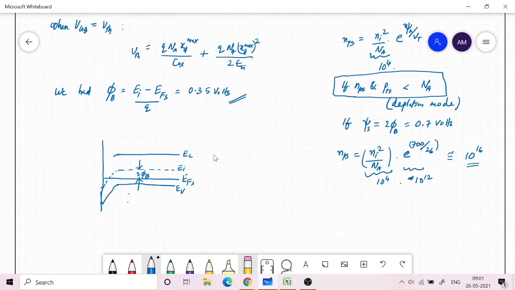Okay. So this also will bend like that. So this is what is going to happen. And now if you look, this is the Fermi level, and our intrinsic level is below. So the Fermi level is above the intrinsic level at the interface, and therefore the concentration of electrons is 10 raised to 16, which is equal to the concentration of Na. Okay, and any voltage you apply further will bend this band even further.